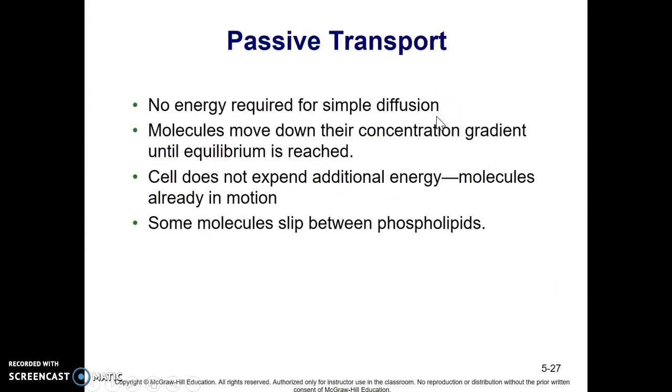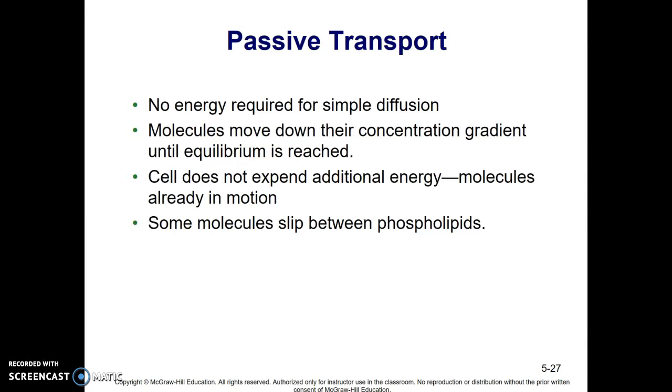Okay, so passive transport's the first one. And the reason we call it passive is because there's no energy required. This is just simple diffusion, molecules moving down their concentration gradient until they equal out on both sides of the membrane. So they move from areas of high concentration, where there's lots of them, and they spread out to areas of low concentration. So the cell does not expend any additional energy.